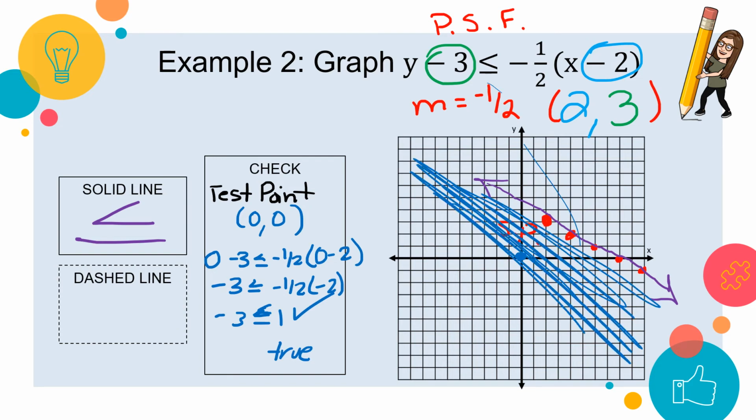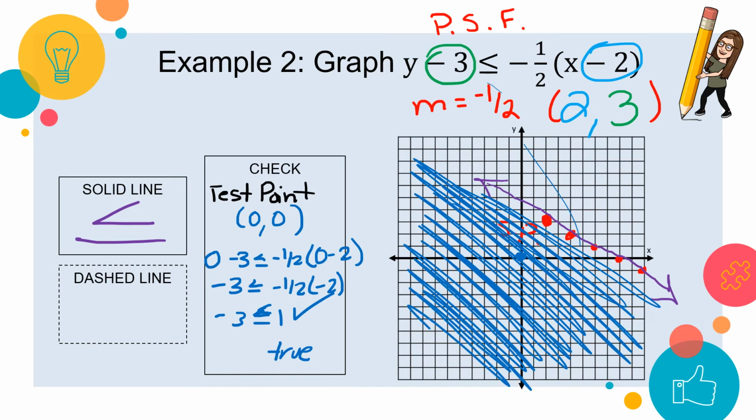We want to keep it, and we want to keep all the values that are on that side of the line. Okay, so make sure you shade that entire chunk of the graph below my line.